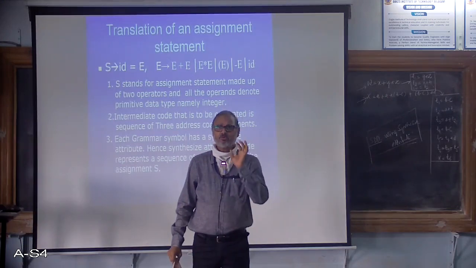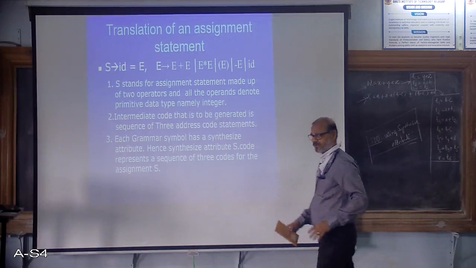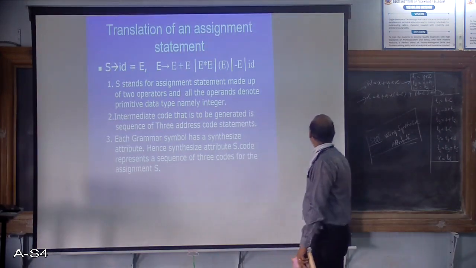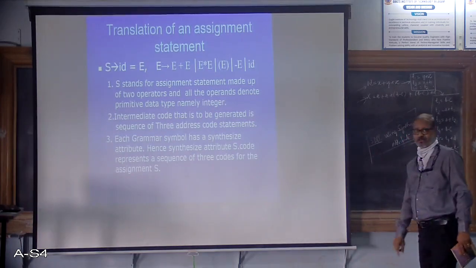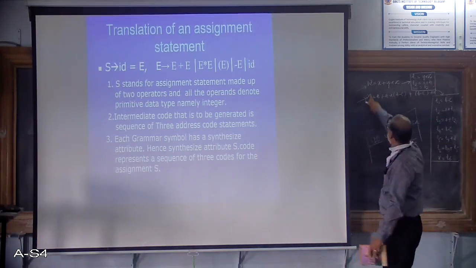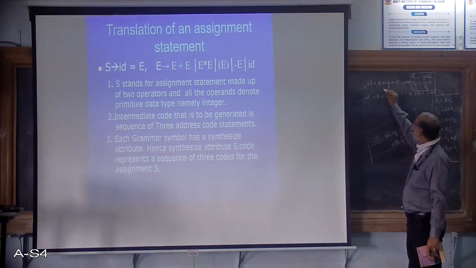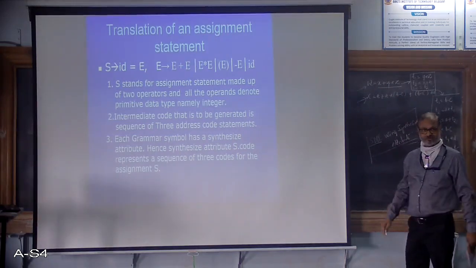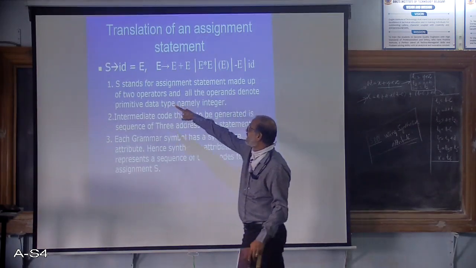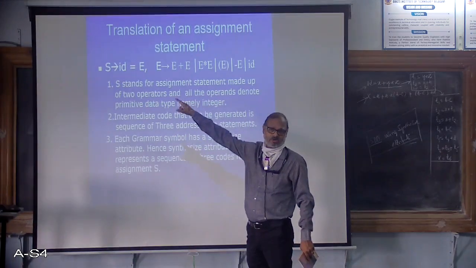In order to do that, we first have to describe the structure of an assignment statement. As you can see, the assignment statement is composed of a variable, followed by an assignment operator, and then followed by an expression, right? So for this you have the rule S derives ID equal to E. That is the production that I am going to write.